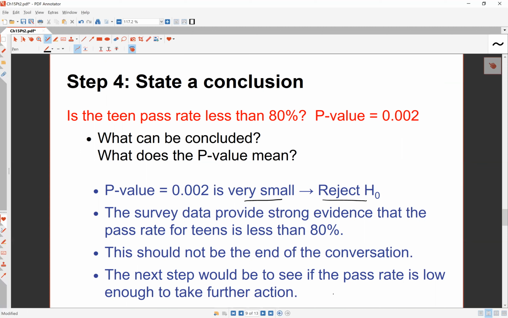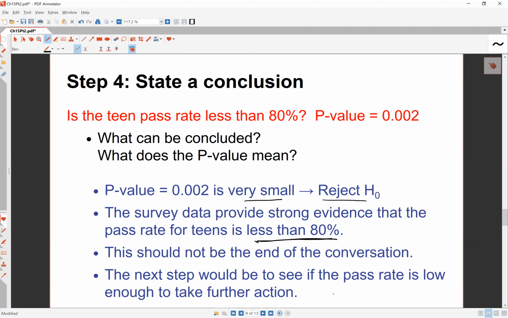So the data we've collected provides evidence that the null hypothesis is not true, which means the pass rate is no longer 80%. And under the alternative, that means we reasonably assume now that it is less than 80%. So that has to be your conclusion. Your conclusion has to be, in this case, because you reject the null hypothesis, a statement consistent with the alternative.